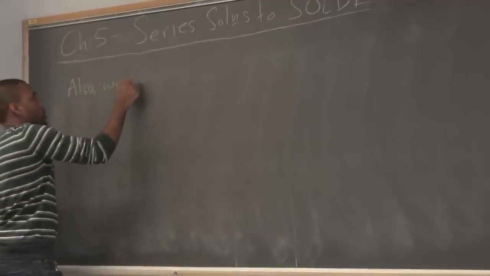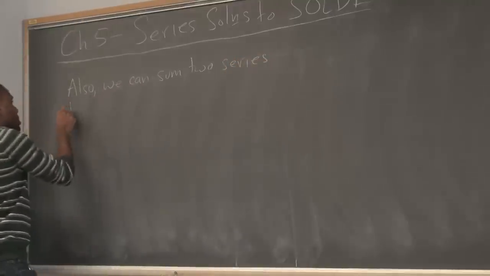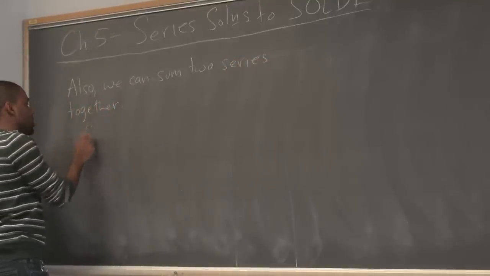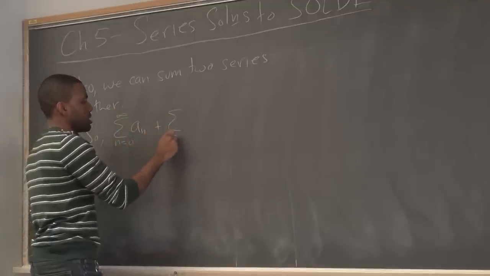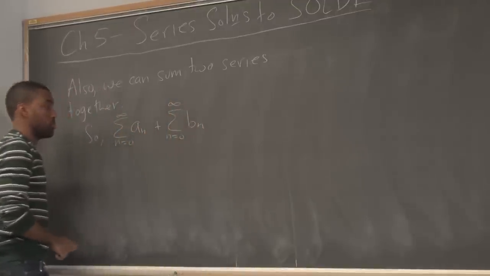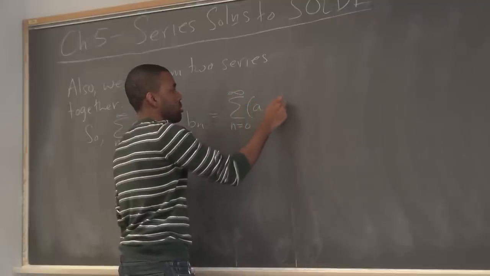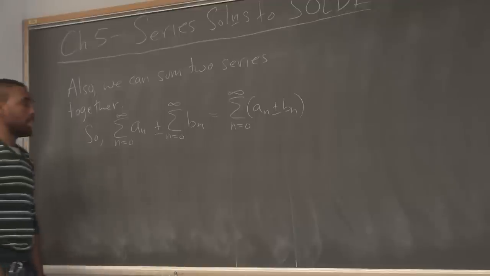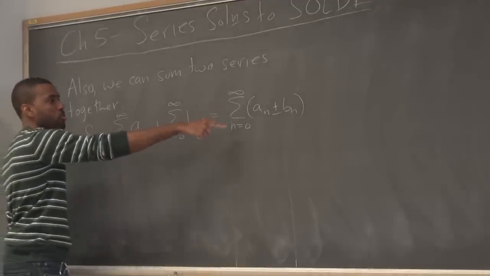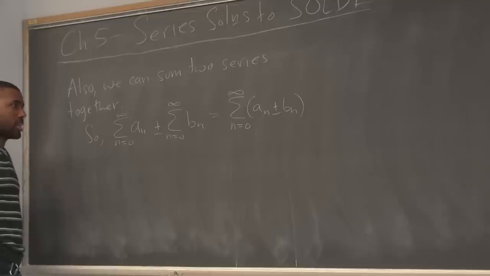Also, we can sum two series together. So, if I have the series of An, n equals 0 to infinity, I can actually add the series Bn, and I would just obtain An plus Bn. And this actually works plus or minus. You can do that, just combine all the terms. And if each of these converges to a number, this sum will converge to the sum of the numbers. We can also multiply series and divide series, but we won't really be doing that, so we'll just be adding them. So just remember that you can do that.